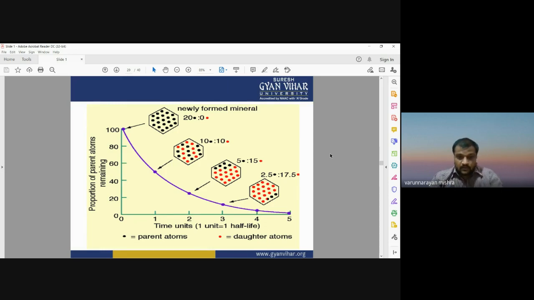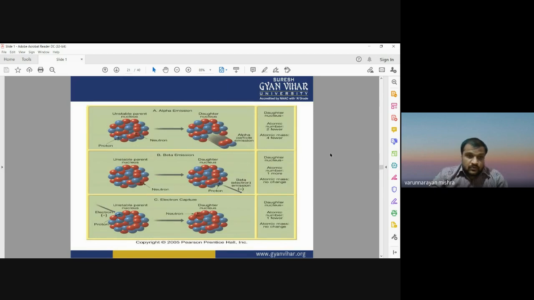Okay, so this is the figure showing how an unstable nucleus releases energy in the form of alpha emission, beta emission, or gamma emission, and now it will be converted into a different kind of element.